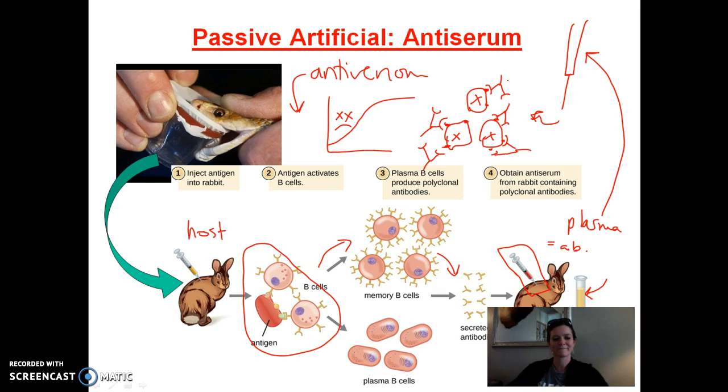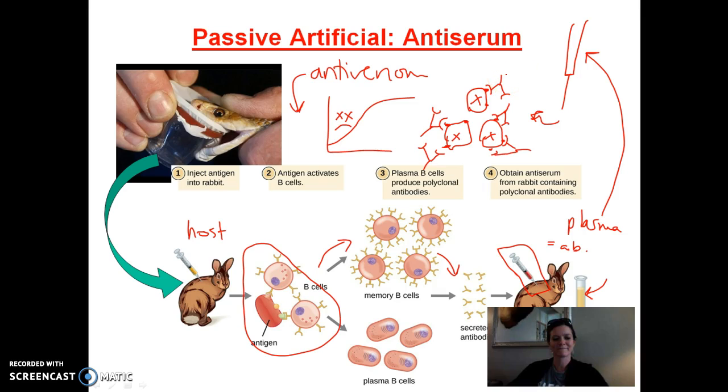So if you get bitten by a rabid animal, you would have to go in and get a large anti-serum injection that had the anti-serum for this rabies. And that would go in and neutralize everything that's in your body, and then you would have to get a series of vaccinations that would build up your own natural immunity.